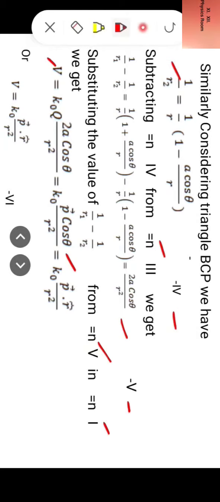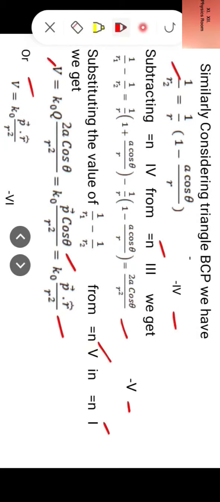So in place of q into 2a, we write here p, the electric dipole moment. Or we can write it as k naught p dot r cap divided by r square. Thus, electric potential due to an electric dipole at any point P with position vector r from the midpoint is given by the expression V is equal to k naught p dot r divided by r square.